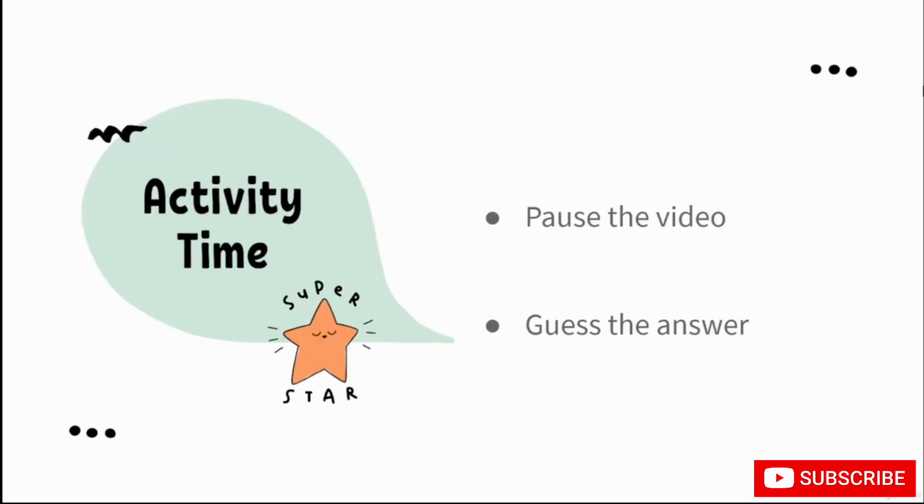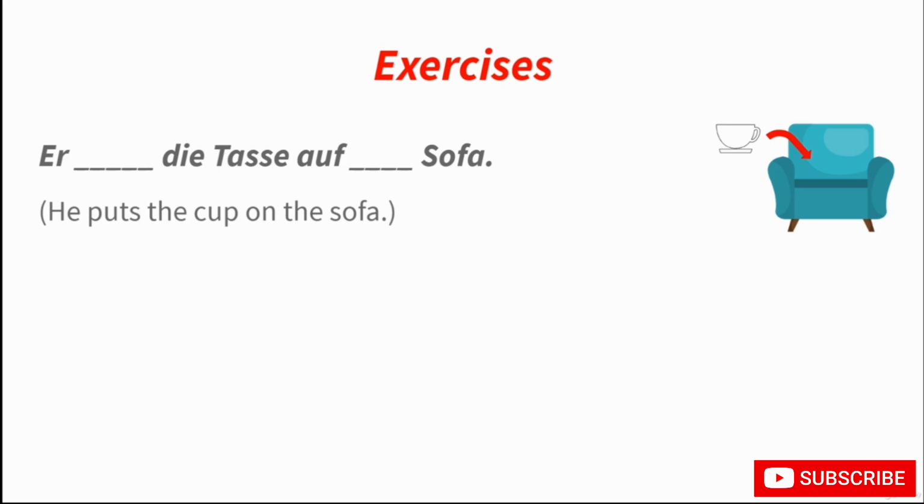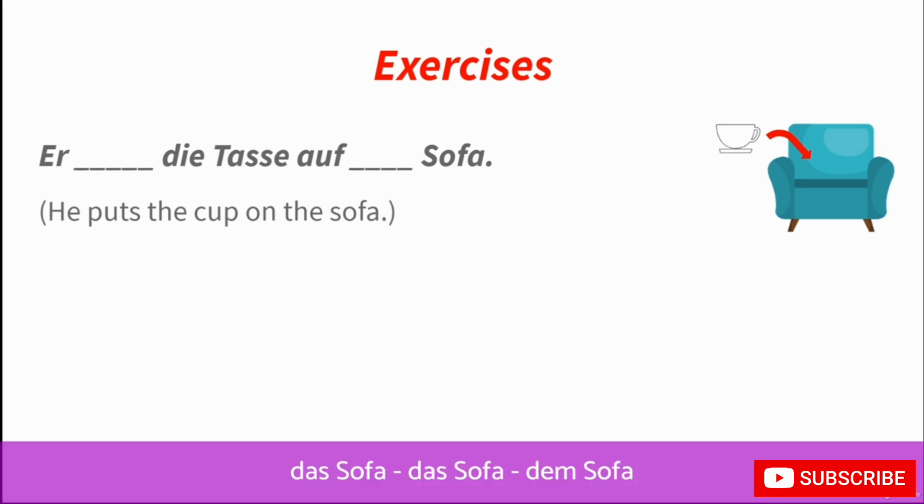Okay, so far we have learned the difference between stehen and stellen. Now it's activity time. I want you to pause the video and try to guess the answer. You won't only guess the verb, but also the article. The verb can be stehen or stellen, and in the article part, you must decide on dative or accusative case. In English, he puts the cup on the sofa. What do you think is the answer?